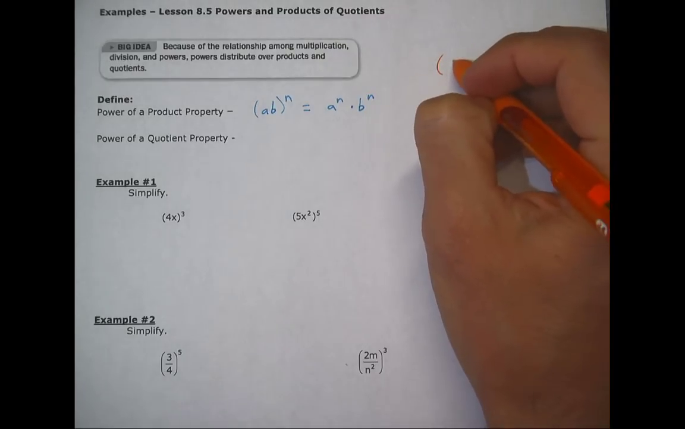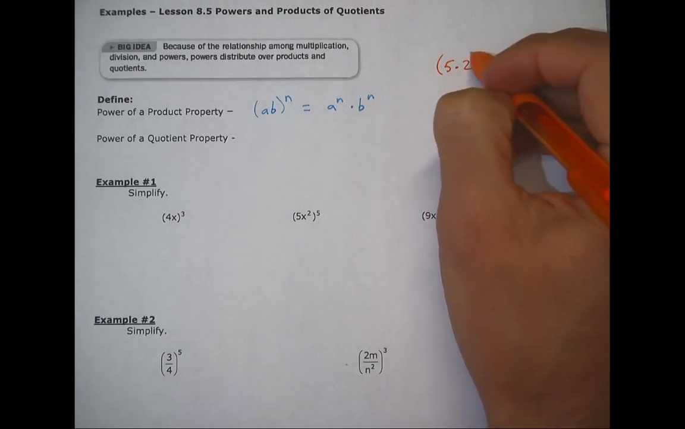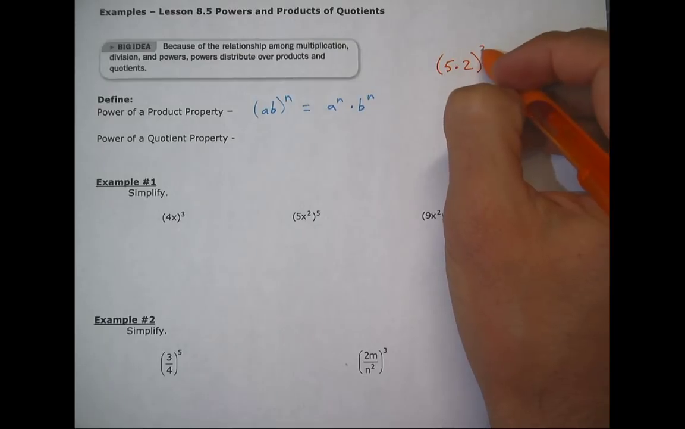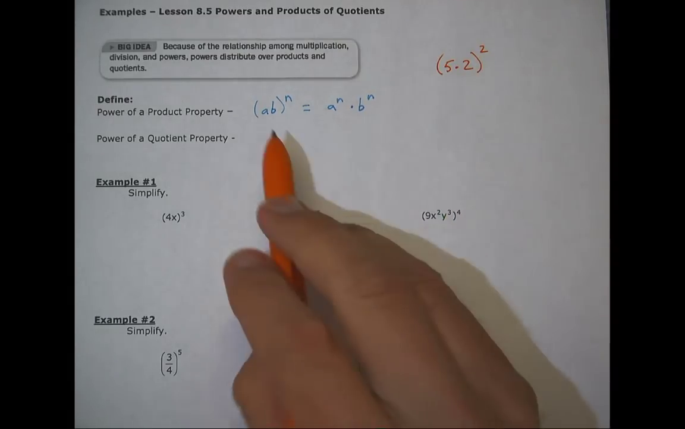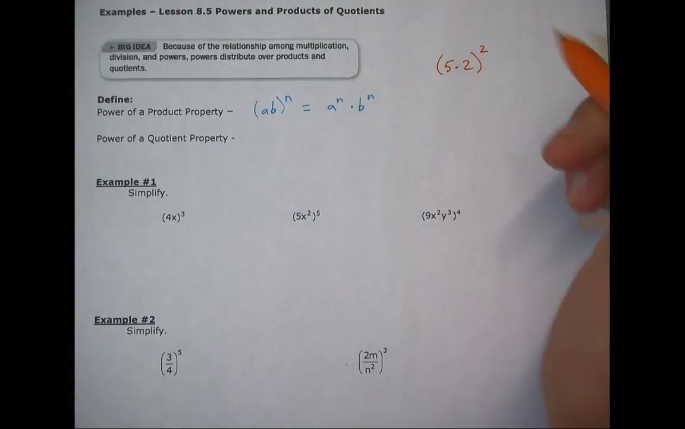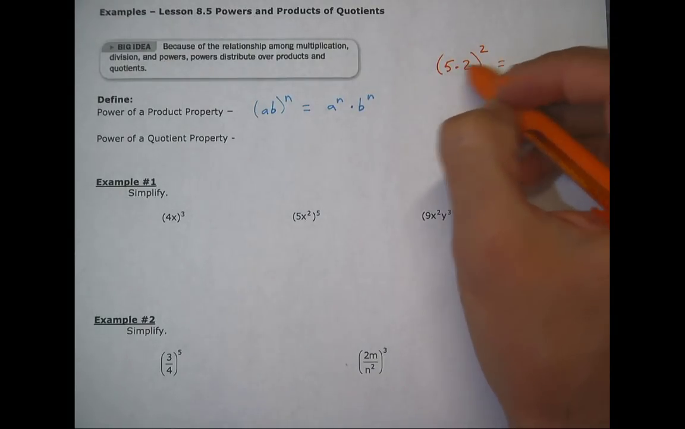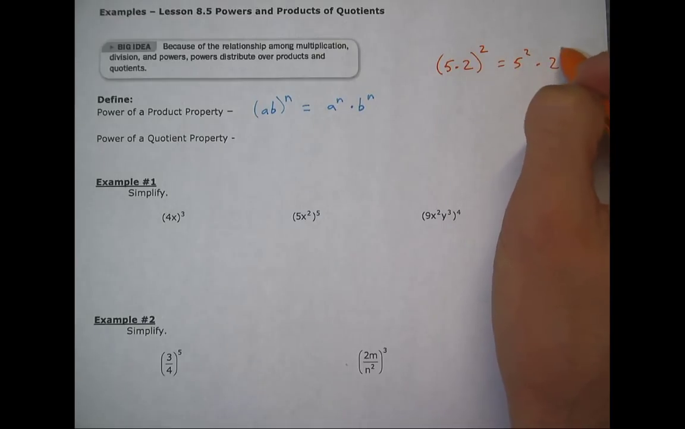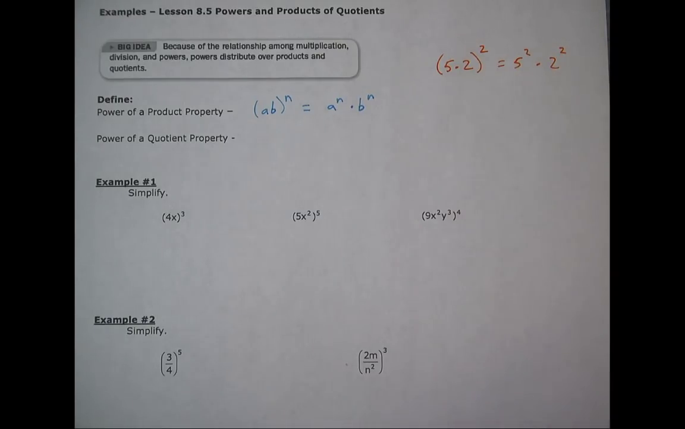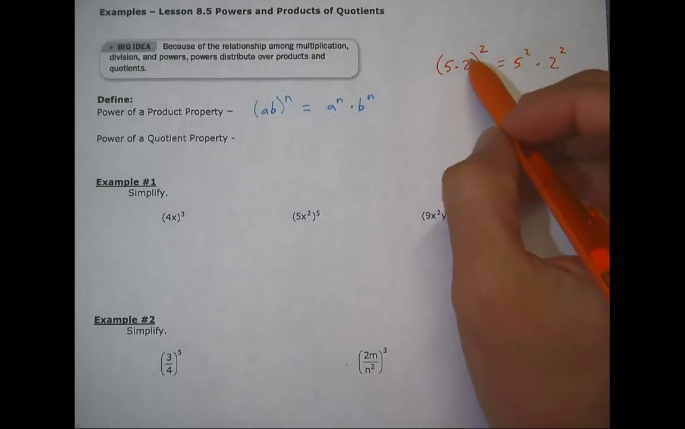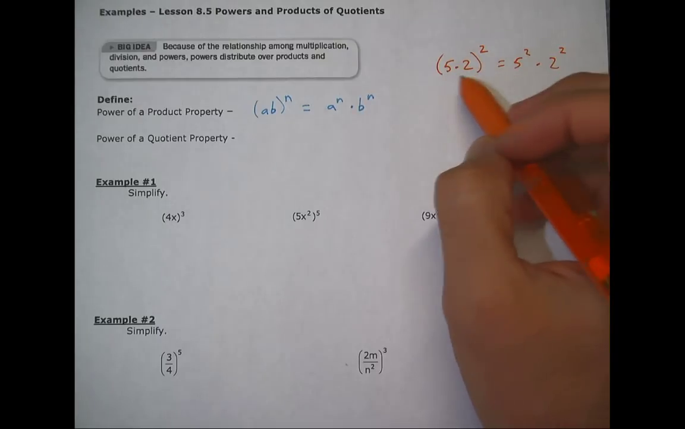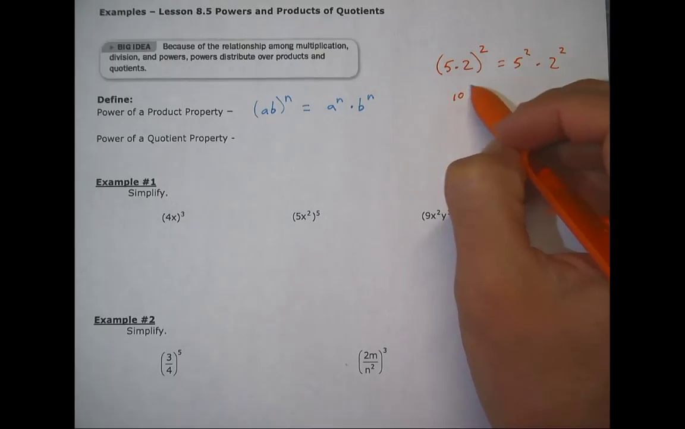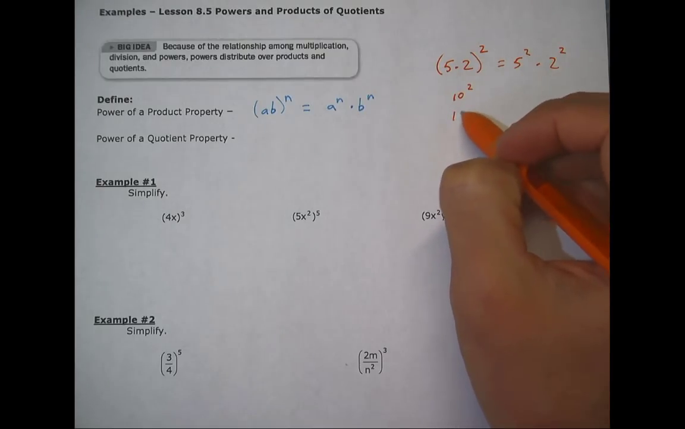So what if we did (5 times 2) raised to the second? So that's a and b. That should equal, if we distributed this, 5 squared times 2 squared, according to this property. So let's work out both sides and see if this actually holds true. So on this side of the equation, you have to do parentheses first. So 5 times 2 is 10. And so it's going to be 10 squared, which we know is 100.